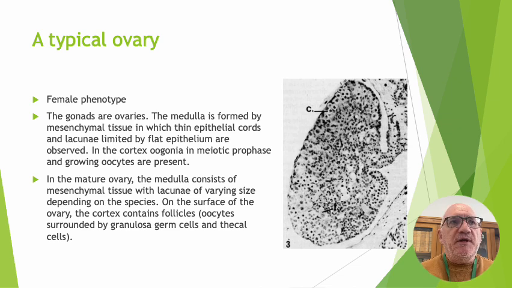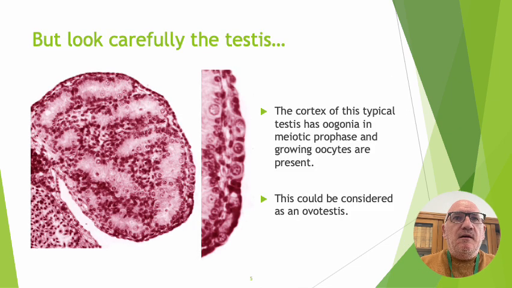In the mature ovary, the medulla consists of mesenchymal tissue with lacuna of varying size depending on the species, and on the surface of the ovary, the cortex contains follicles, oocytes surrounded by granulosa cells and thecal cells. So we have seen a typical ovary and previously a typical testis.